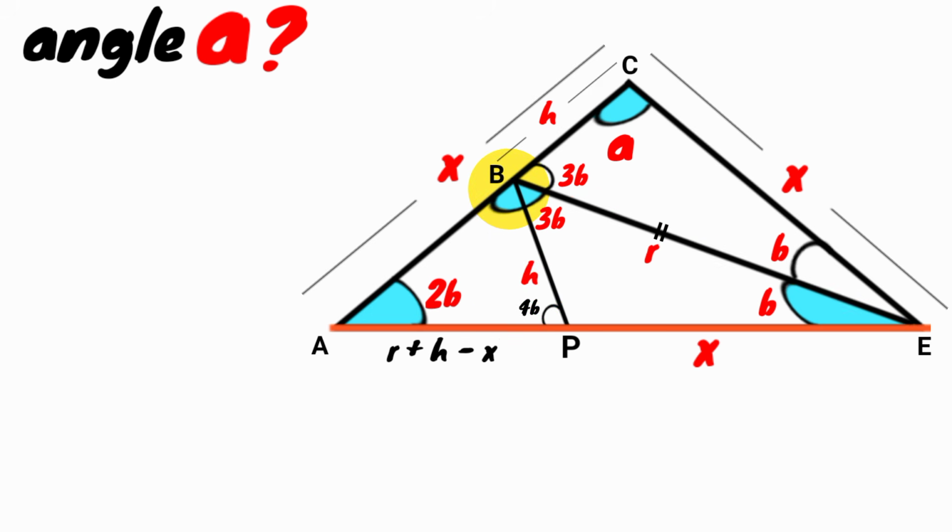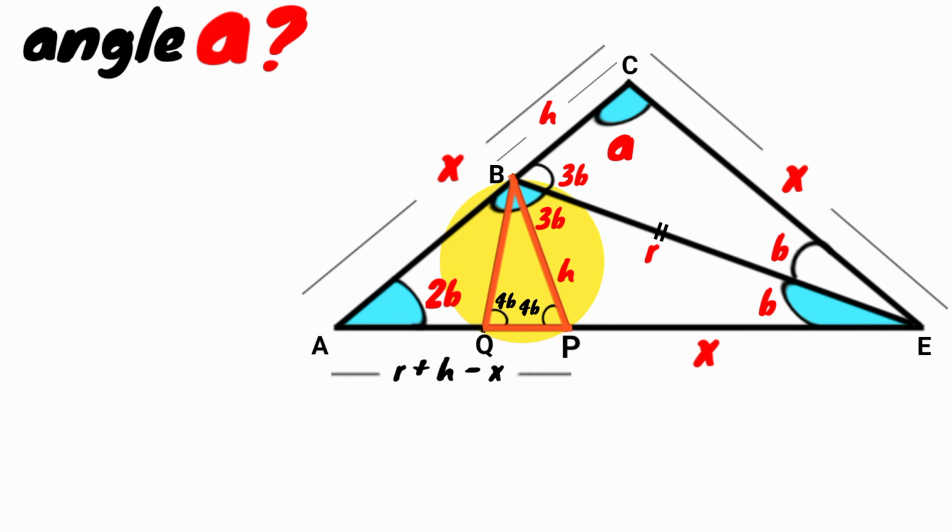Still from this vertex, we draw a side at an angle same as this to this side. Call this point Q. Now look at this triangle. Two of its angles are congruent. That makes it an isosceles triangle. Hence, the sides facing them, which are this and this, are congruent. So since this is H, this must also be H.